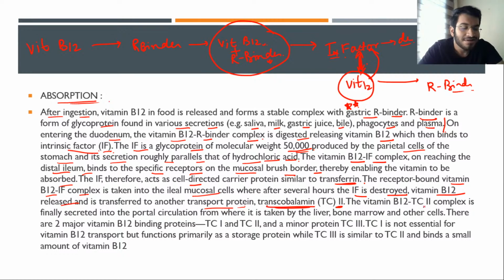The vitamin B12 transcobalamin 2 complex is finally secreted into the portal circulation, from where it is taken up by the liver, bone marrow and other cells. There are two major vitamin B12 binding proteins, TC1, TC2 and a minor TC3. TC1 is not essential for vitamin B12 transport but functions primarily as a storage protein, while TC3 is similar to TC2 and binds a small amount of vitamin B12. So अब समझते हैं कि हुआ क्या, हो क्या रहा है.